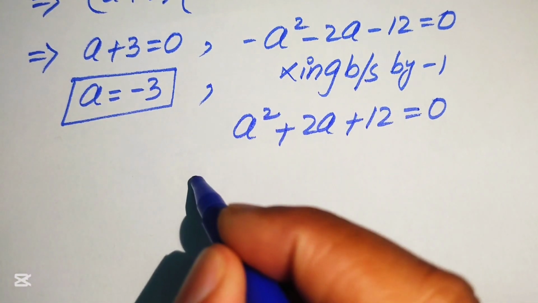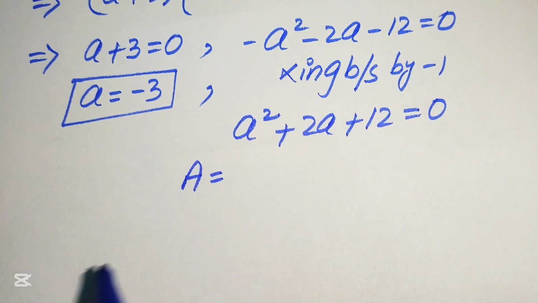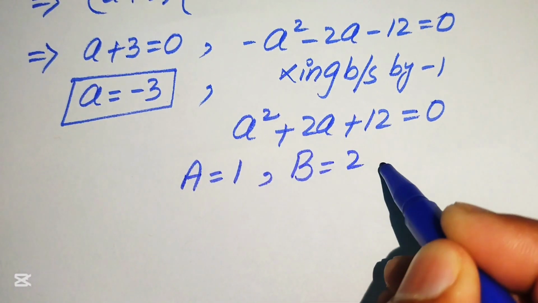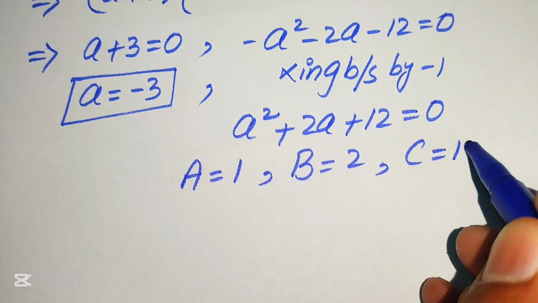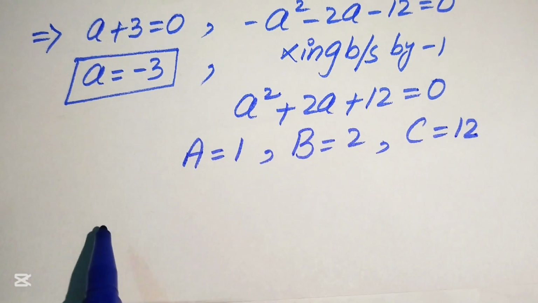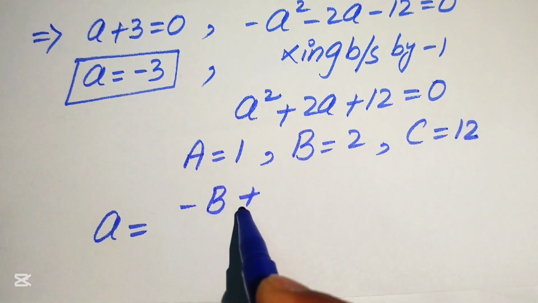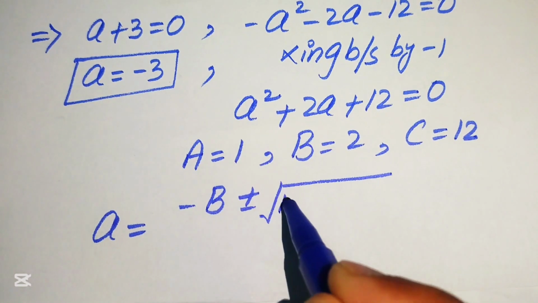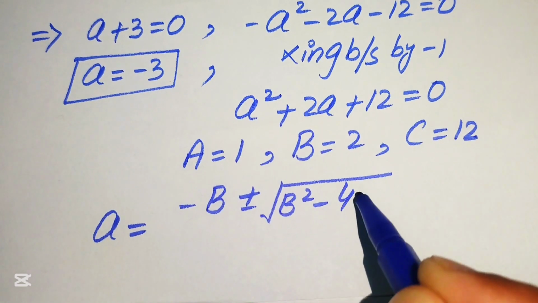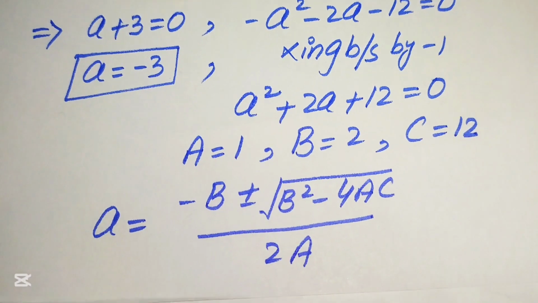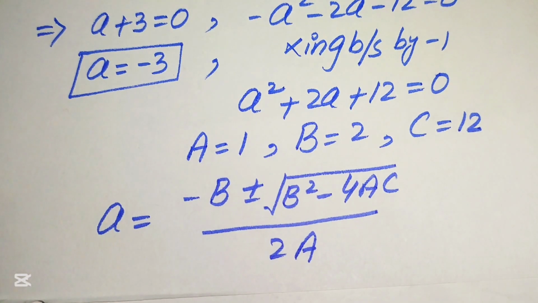So first we write the coefficients of this equation, and its coefficients are capital A equals to 1, capital B equals to 2, and capital C equals to 12. And the quadratic formula is stated as x equals to minus b plus minus square root of b square minus 4 times AC, divided by 2 times A. This is our quadratic formula.